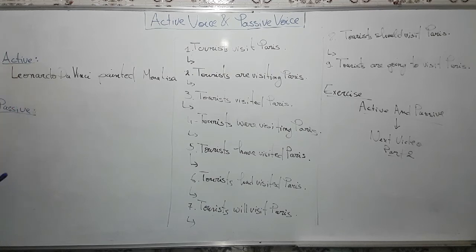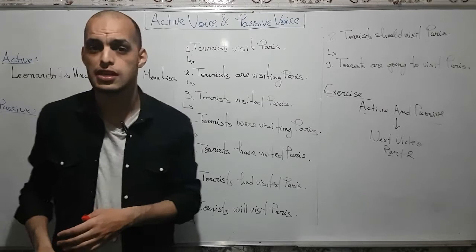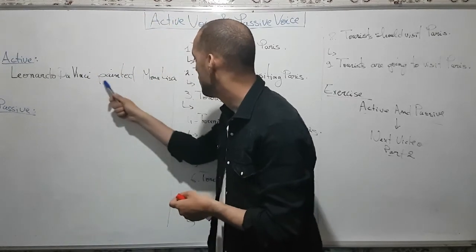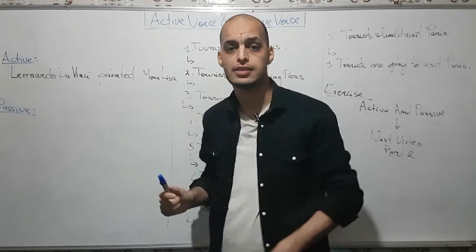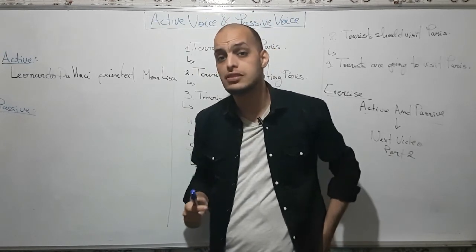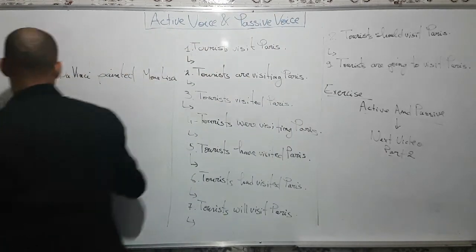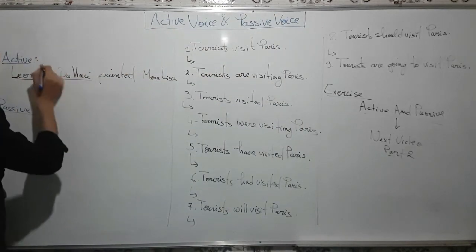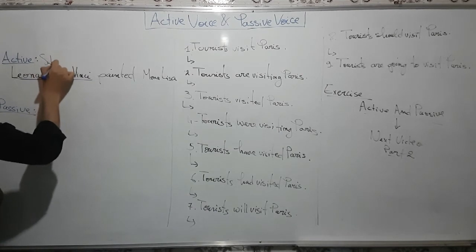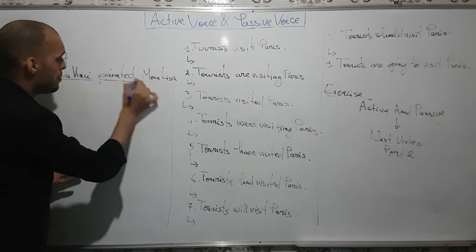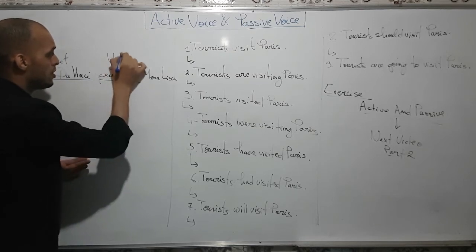Active, this sentence. Leonardo da Vinci. Look at this sentence. Leonardo da Vinci painted Mona Lisa. Look at Leonardo da Vinci is a subject, okay? So, Leonardo da Vinci is a subject. Okay? Painted is a verb.